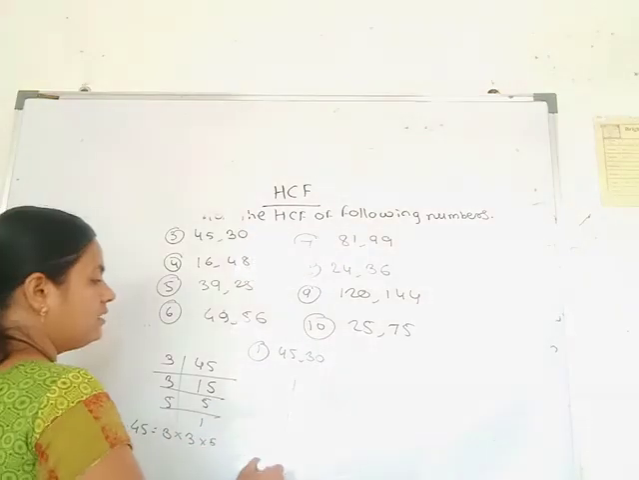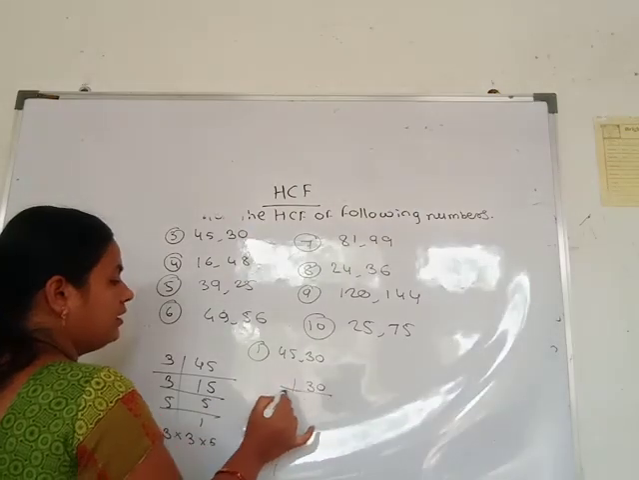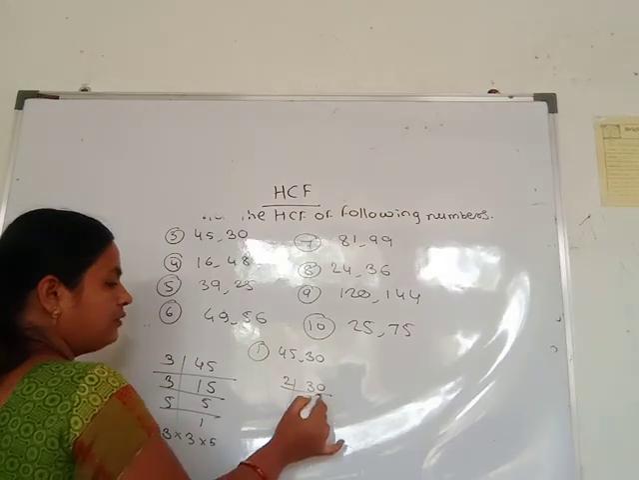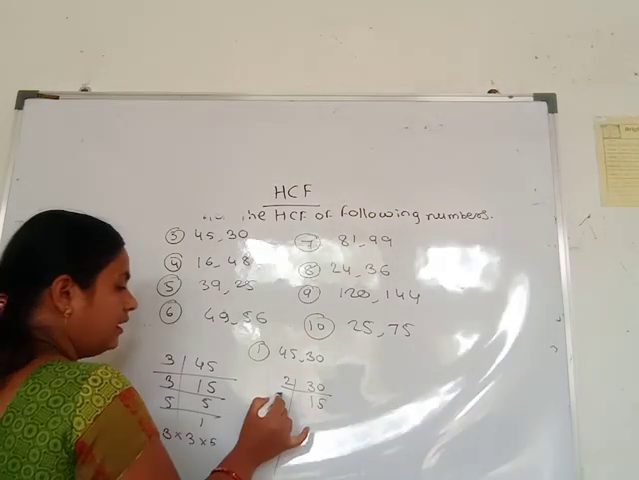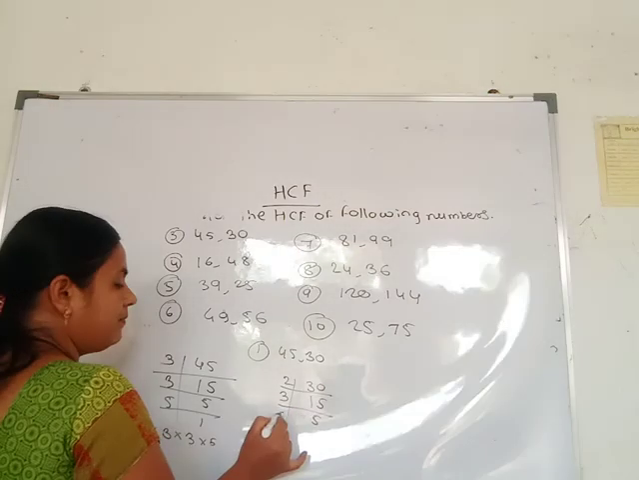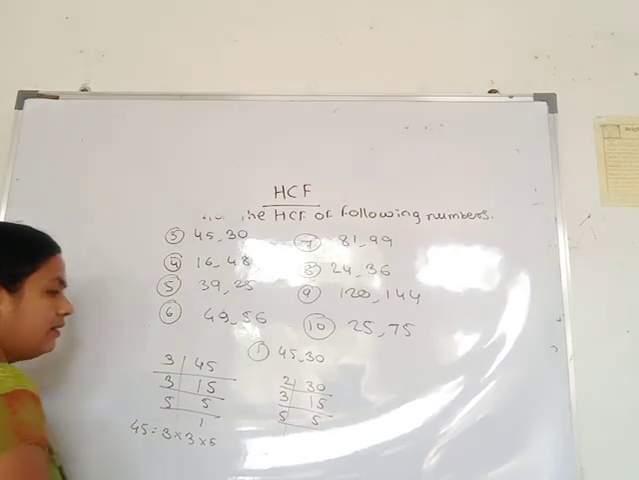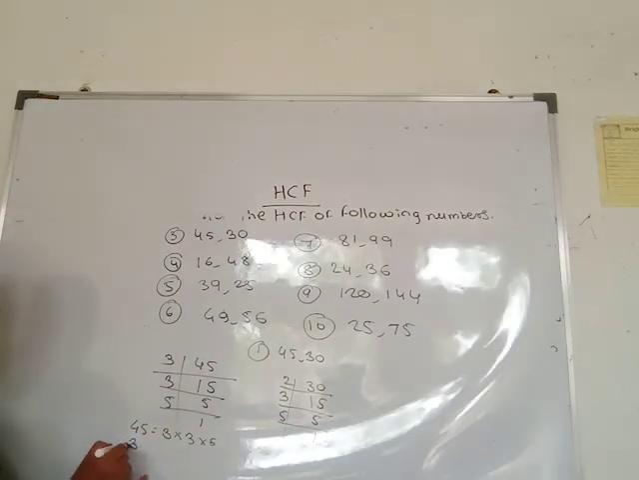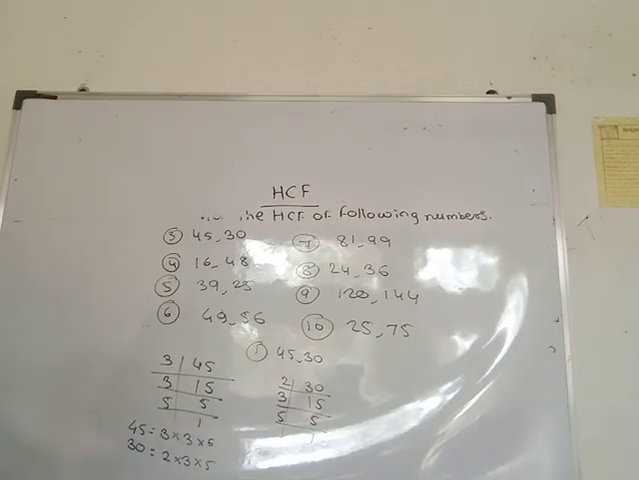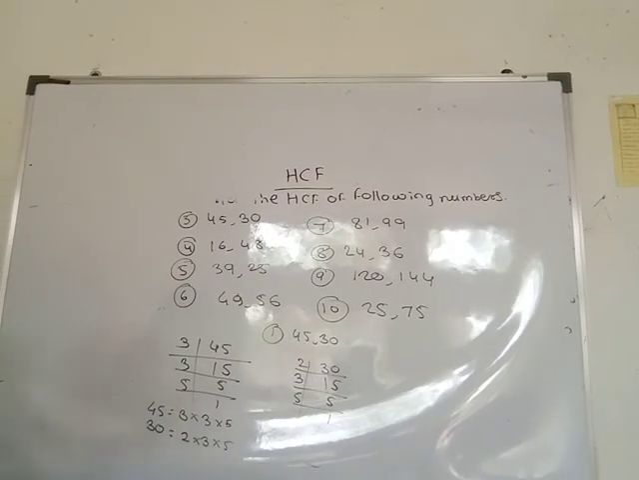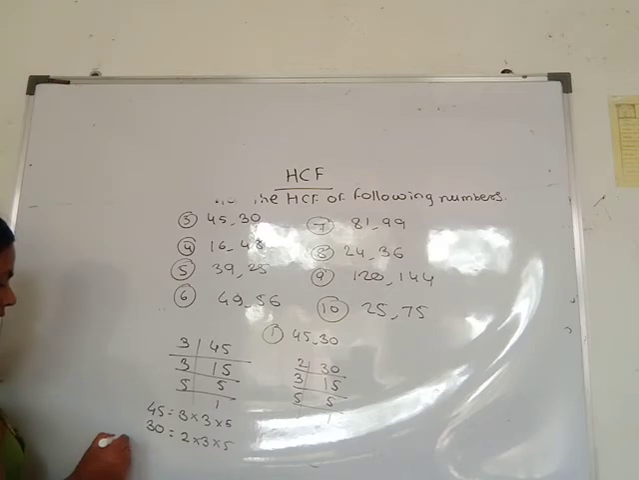Then the factors of 30: divide by 2, 2 fives are 10, then 3, 3 fives are 15, 5 ones are 5. So 30 is 2 into 3 into 5. Then write the common factors in these two numbers.